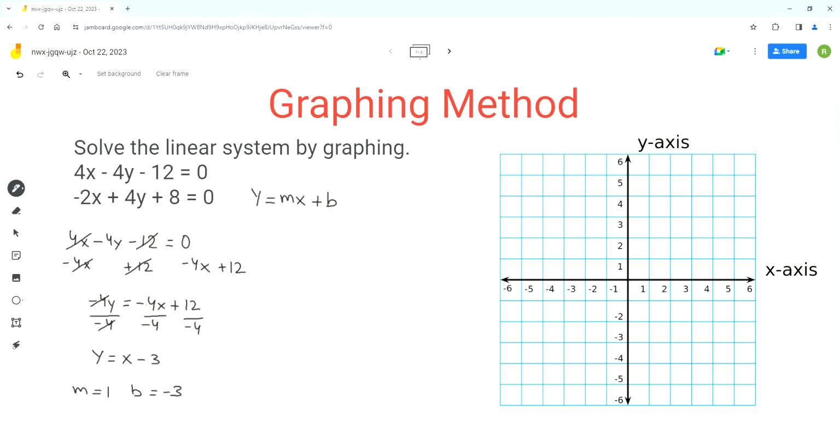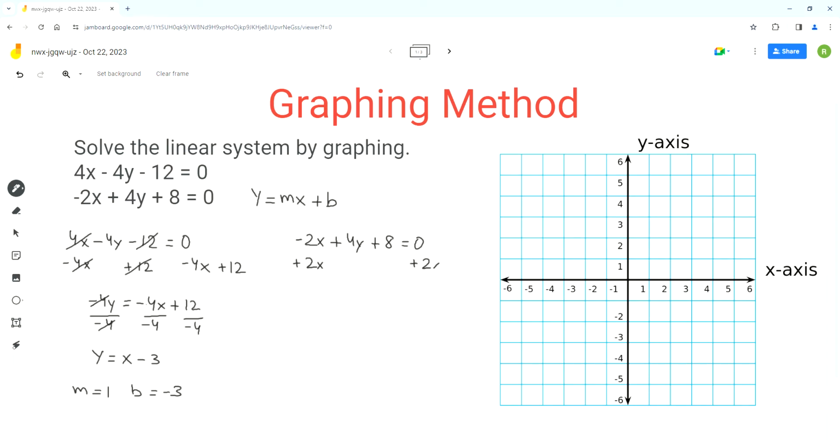So the slope is the coefficient of the x term. So that's why the slope is 1. Now we can do the same analysis for the second equation. So the second equation is negative 2x plus 4y plus 8 equals 0. So we have to isolate y on the left side. So first we add 2x to both sides.